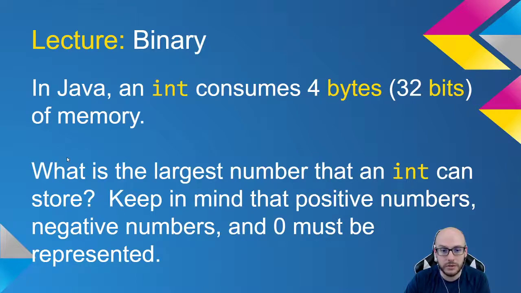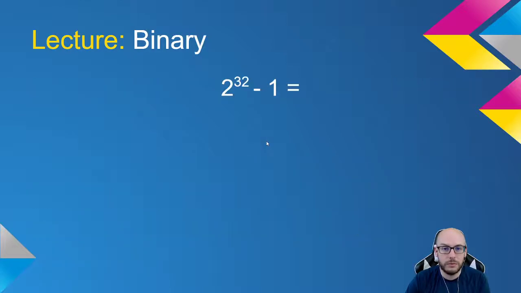And we ask this question, what is the largest number that an int can store? Keep in mind that positive numbers, negative numbers, and 0 must be represented. So the quick way to figure this out is that we take our base of 2, because we're talking about binary, and the number of bits that we have, in this case 32. We figure out what that is, subtract 1, and that is the largest number that we can store. That's like 4.2 billion, okay? How many different combinations? It's this number plus 1, but the largest number that I can store is this.